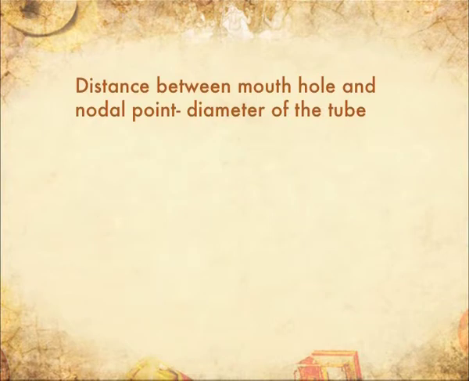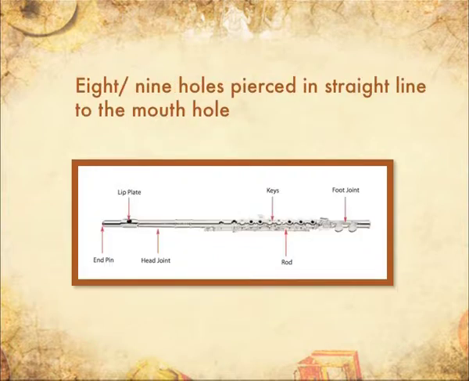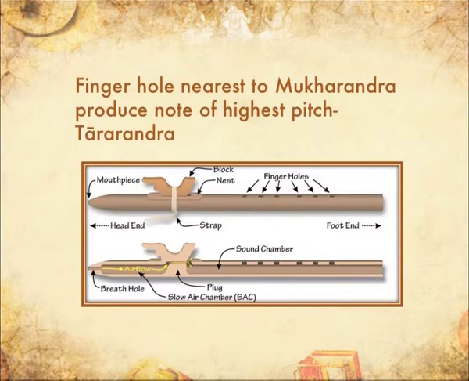The distance between the mouth hole and the nodal point or stopped cork point should be equal to the diameter of the tube. Flutes with larger cross sections will have a thin tone. 8 or 9 holes are pierced in a straight line to the mouth hole. The finger holes are slightly smaller than the mouth hole. The mouth hole is called mukharandra, and the finger hole nearest the mukharandra that produces the note of the highest pitch is called the tararandra.